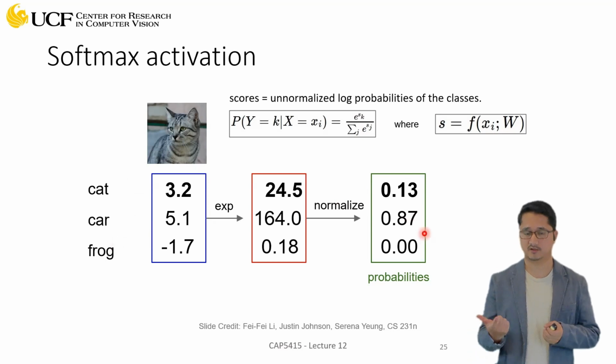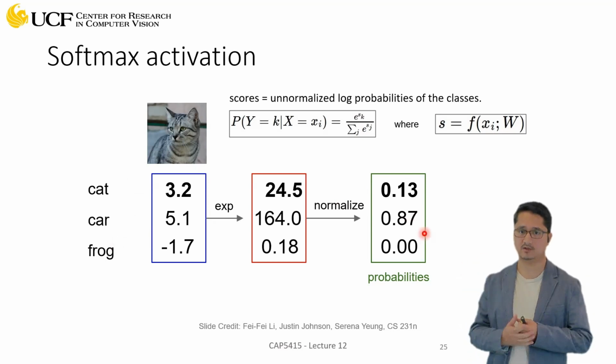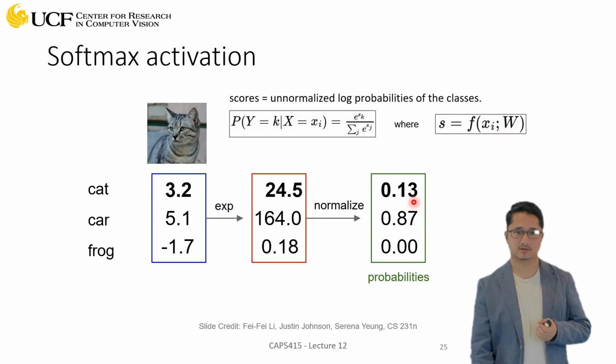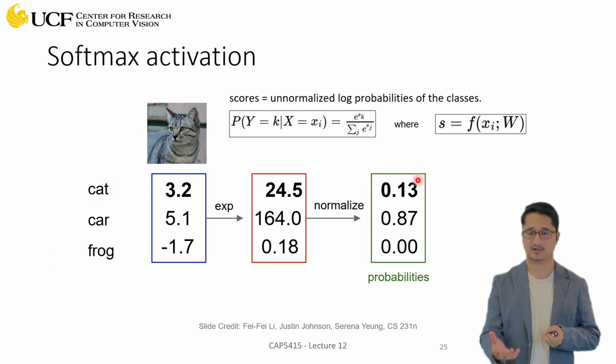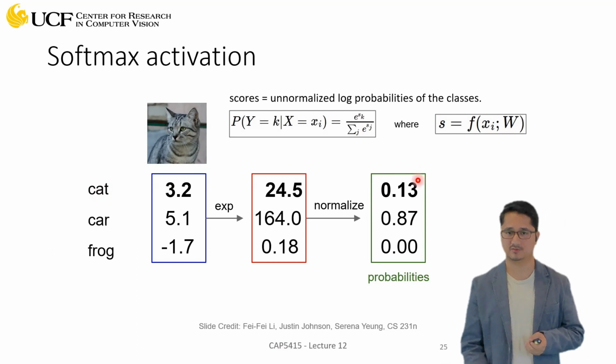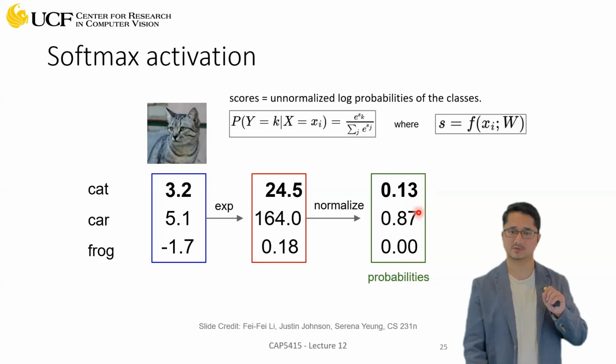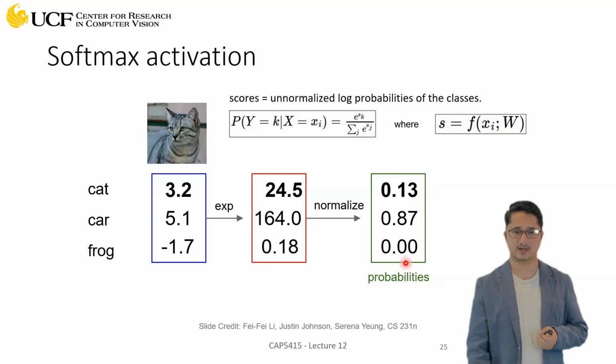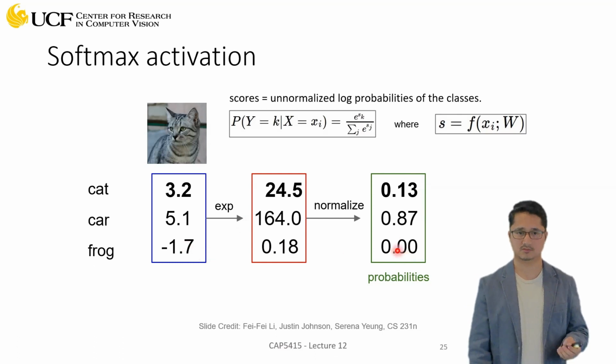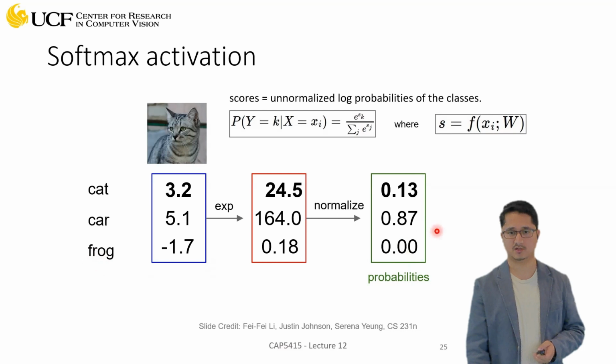And that I can interpret: okay, 87%, that seems like a very high number. And the probability of this image being a cat is just 13%, which I can easily interpret. 13% is pretty bad, right? So I have some sense of how good the network is doing. And this is completely 0. I can't say how good or bad the other one is, but 0 I know. So frog is definitely not present. Okay, so that's one thing.